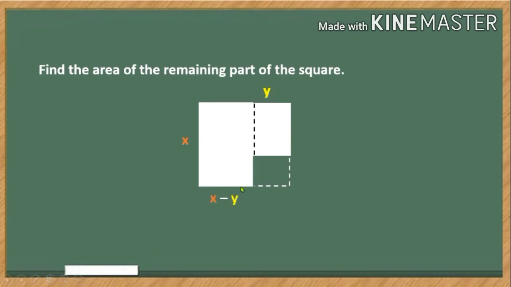Take note that this side here originally measures x unit. Okay, this is x unit. But earlier, we cut a smaller figure, square, with y as the measure of its side. Now, in a mathematical expression, cut is translated as subtraction. That's why we have here, we subtract y from x, or we have this expression x minus y. Similarly on this part, y is cut from here, so we have here the expression x minus y.